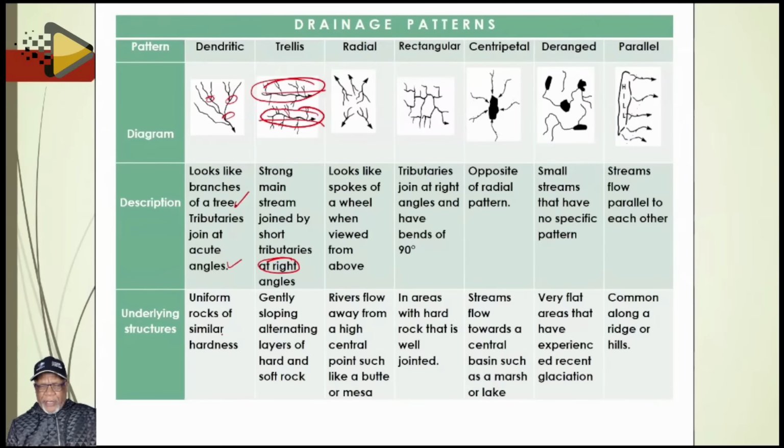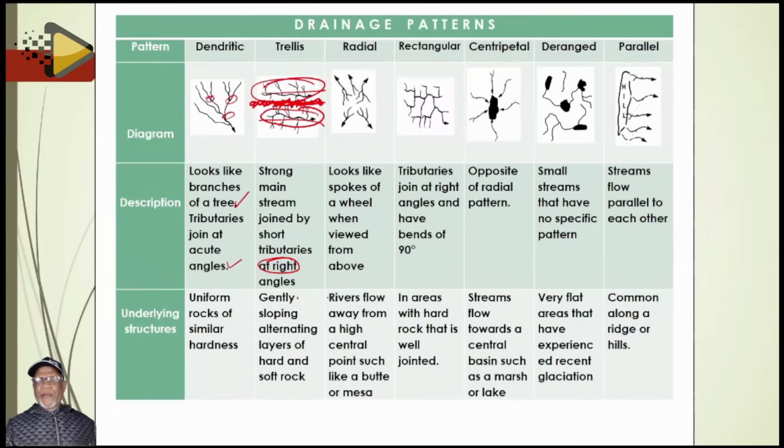And then where do you find these streams? You find them where there are gently sloping alternating layers of hard and soft rock. Here we have soft rock, that's why we have streams. And here the surface is very strong, very hard and resistant, so there are no streams here. Where there is soft rock you have streams, where there is hard rock, no streams. So it's found where alternating soft rocks and hard rocks are found.